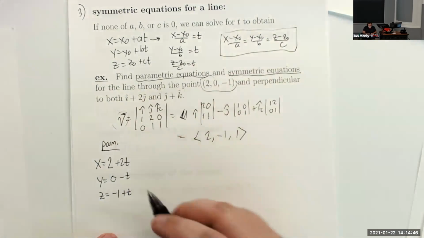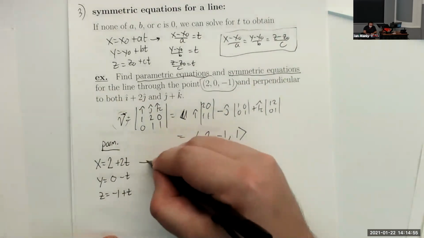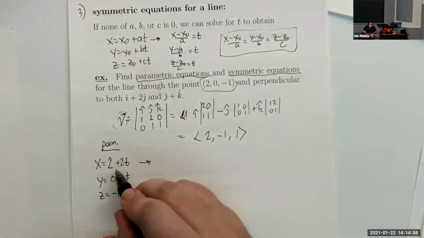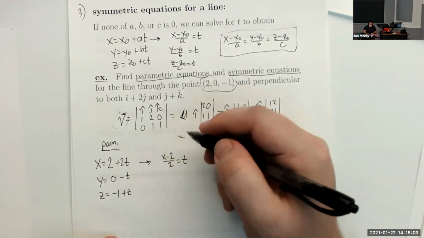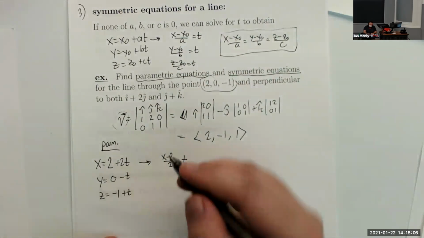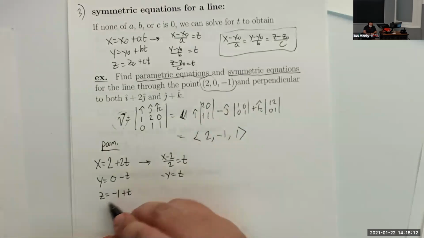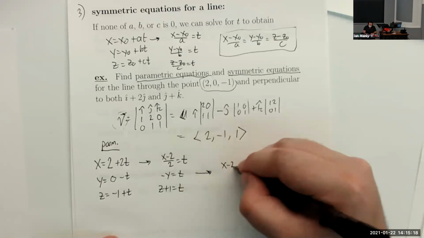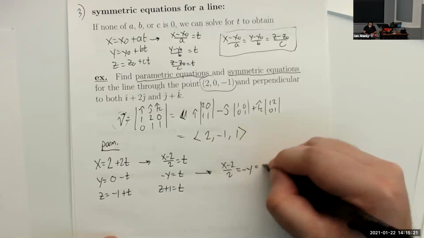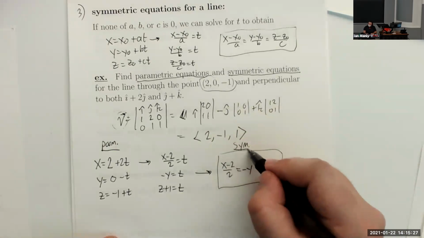It's parametric equations. So we have these, and then to get the symmetric equations, I'm going to solve for t here, just like I did up here in general. So I subtract 2 and divide by 2, and that gives me t. I simply multiply this one by -1, and that gives me t. And then finally, I add 1 here, and that also gives me t. So if we combine all of these together, we get our symmetric equations. And there we go. These are our symmetric equations here.